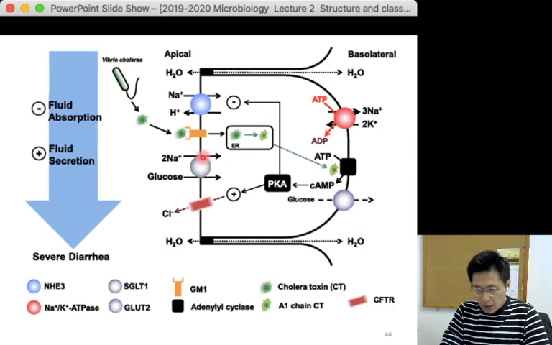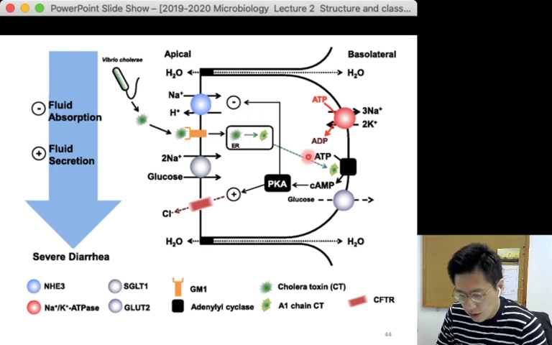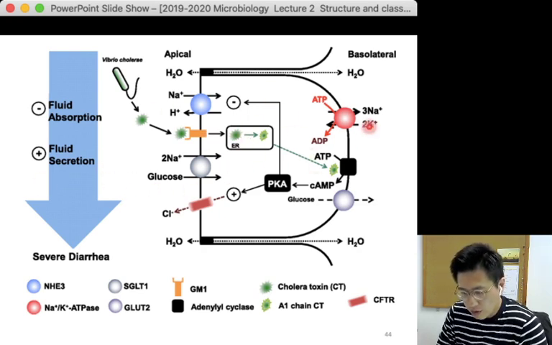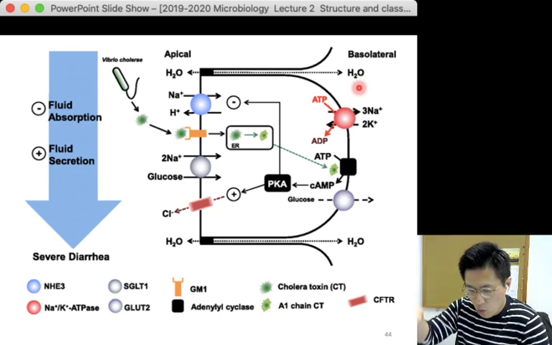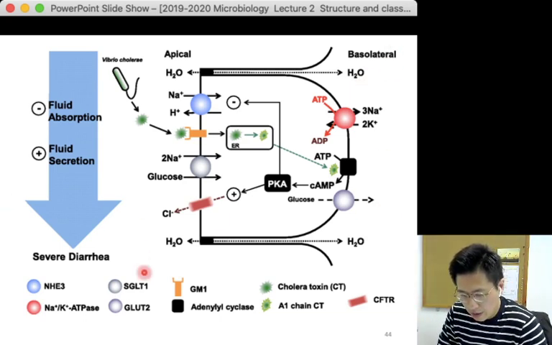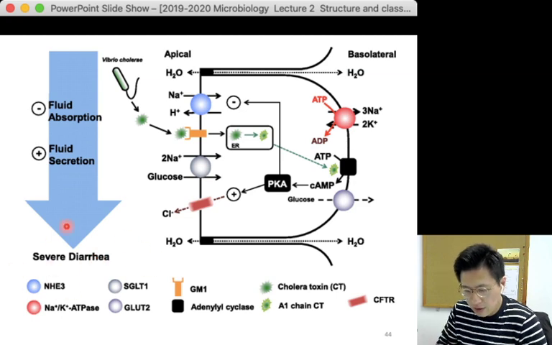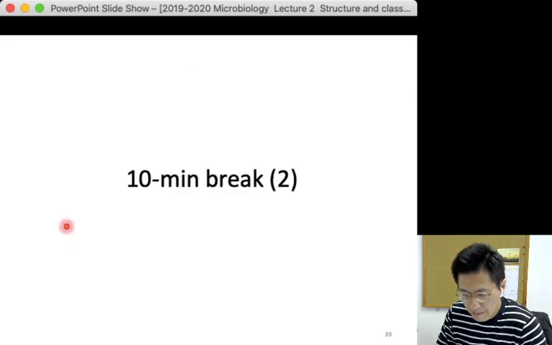So in the intestine they will cause the fluid to flow back from the blood to the lumen. So this will cause fluid loss and eventually severe diarrhea. So that's it. That's the mechanism of cholera.